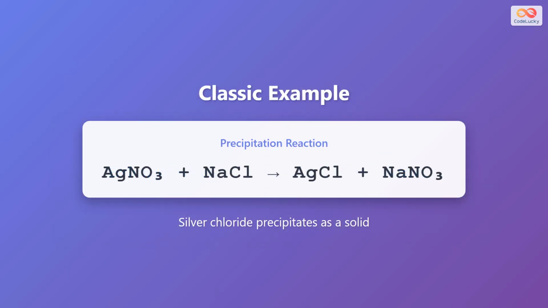Let's look at a classic example. Silver nitrate reacts with sodium chloride to produce silver chloride and sodium nitrate. This is a precipitation reaction. When we mix these two clear solutions, something dramatic happens. The silver ion from silver nitrate combines with the chloride ion from sodium chloride to form silver chloride, which is insoluble. It precipitates out as a white solid that you can actually see forming in the solution.